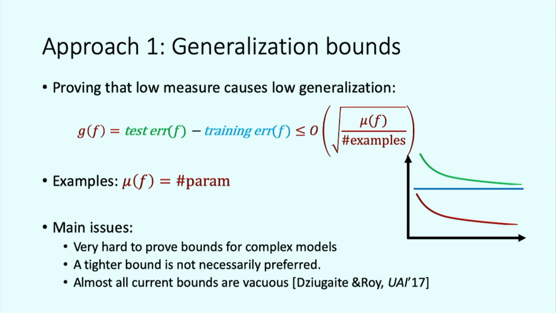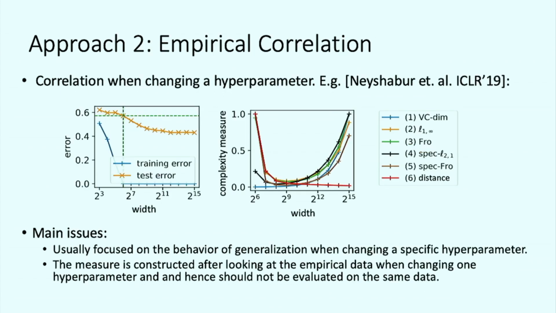And of course, you can ask Dan Roy about this, that all these bounds are vacuous, so they are greater than 1. So anyway, you cannot really rely on the theorem to actually prove that this measure is telling you something interesting. The other way that people have looked at this has been looking at correlation when you change a hyperparameter.